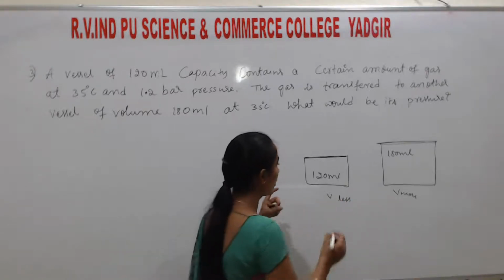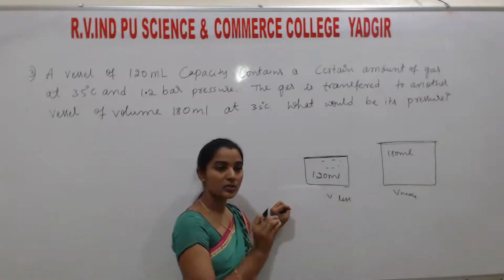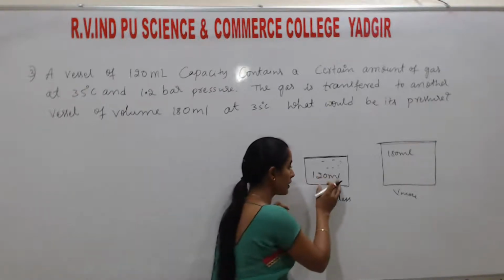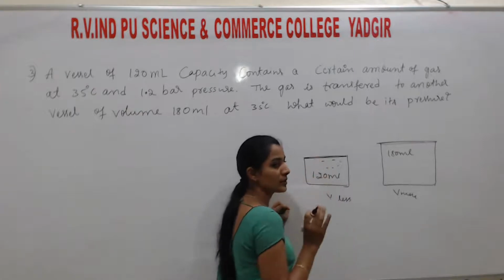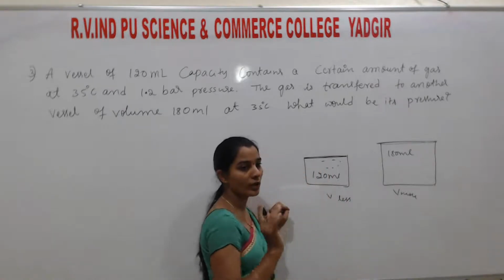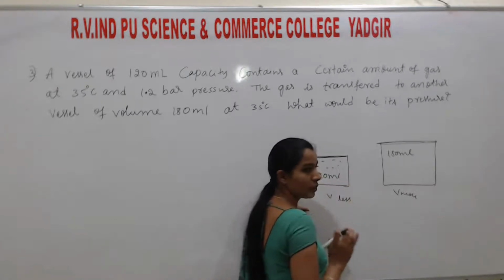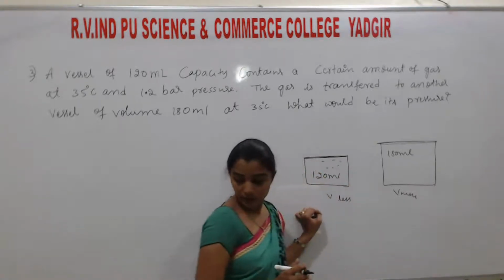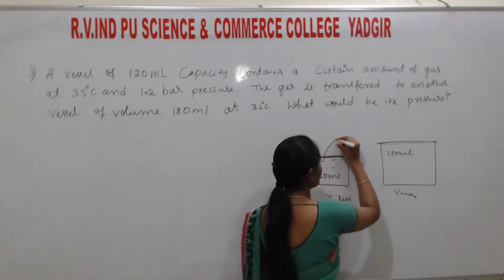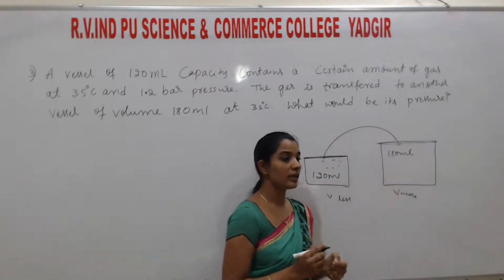So what are they doing here? The gas present here, you know students, gas is the species which doesn't have any fixed volume or shape, so it occupies whatever container it is present in. So in the 180 ml vessel the gas is also completely filled. Here we take V1 as 120 ml. The same amount of gas is transferred from one vessel to the other.